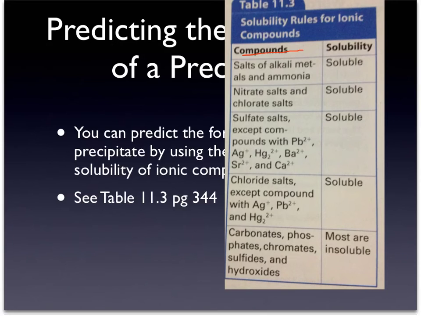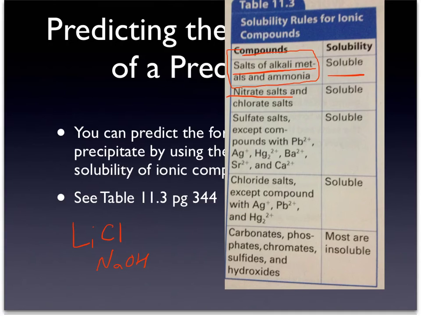It says if I have salts, by the way, salts is kind of a general term. It just means ionic compounds, basically. Salts of alkali metals and ammonia. That means alkali metals, those are like lithium, sodium, potassium. Anything made with lithium, like lithium chloride, or sodium, anything made with sodium, like sodium hydroxide or whatever. Any of these compounds formed with alkali metals always tend to be soluble. In other words, those aren't going to be one of those precipitates that we're going to find.